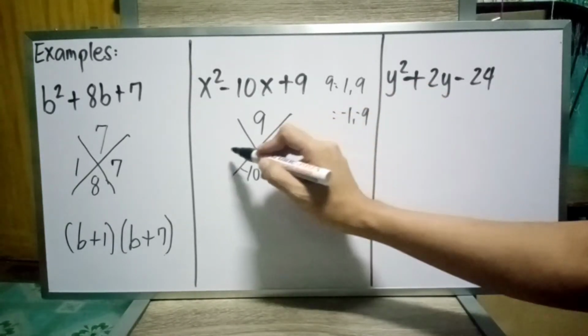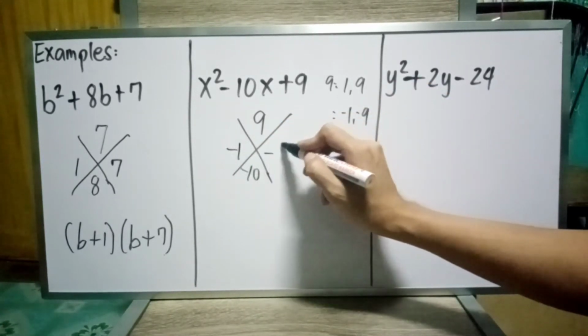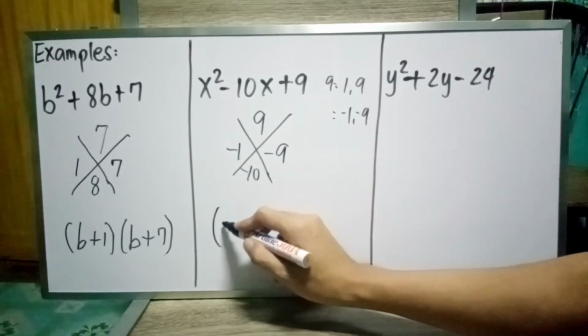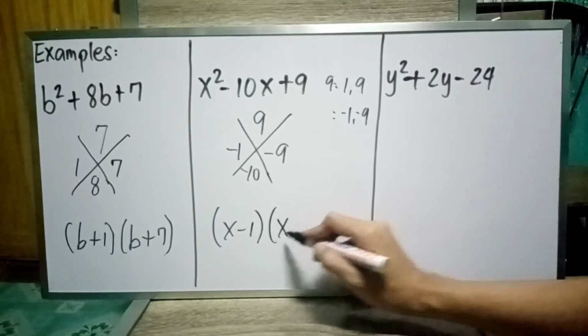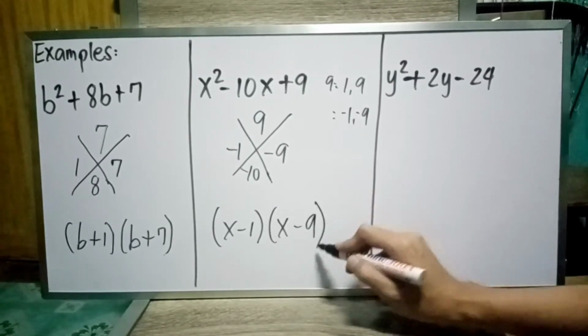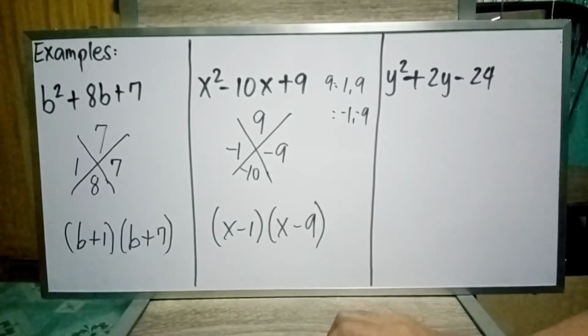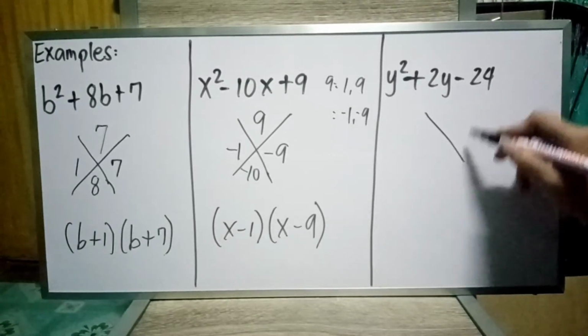So therefore, this is what we're looking for: negative 1 and negative 10. So therefore, x minus 1, x minus 9. Okay? Next, the constant.